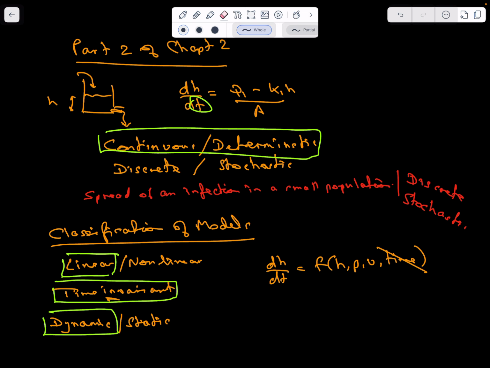And then when you build a model, you may discover that it's a linear, time-invariant, dynamic model. And the classification will affect how you perhaps solve the problem, but we won't delve into that too much. Okay, that's it for now.